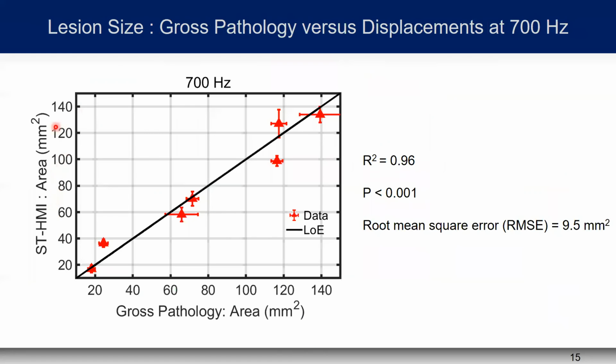Here is a correlation of STHMI-derived area versus gross pathology area for 700 Hz, and you can see that the size of the lesion varied from 20 millimeter square to 140 millimeter square, and you can see that the 700 Hz shows very good correlation with R square of 0.96 and a root mean square error of 9.5 millimeter square. And this is the example for only 700 Hz.